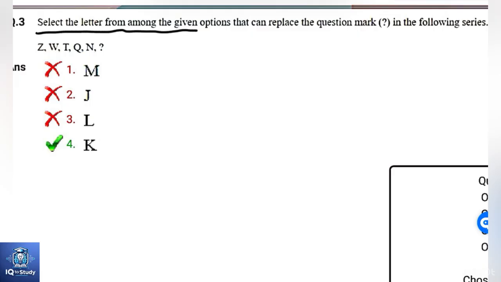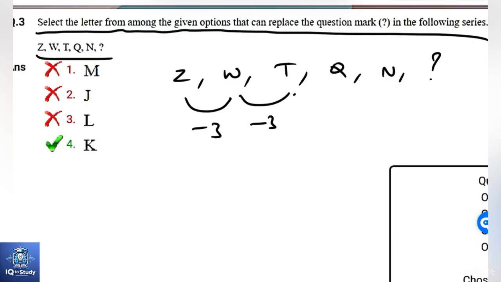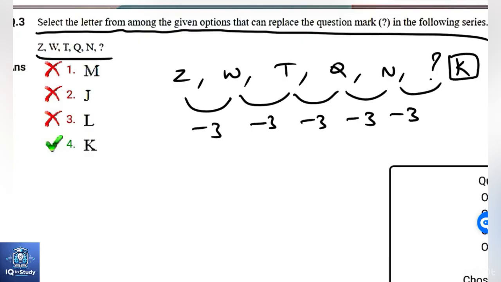Select the letter among the given options that can replace the question mark in the following series. Given series is Z, W, T, Q, N, and question mark. Here the logic is Z minus 3 is W, W minus 3 is T, T minus 3 is Q, and Q minus 3 is N. Similarly, N minus 3 is K.